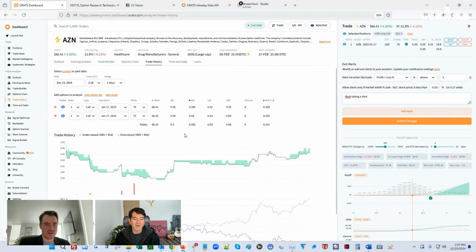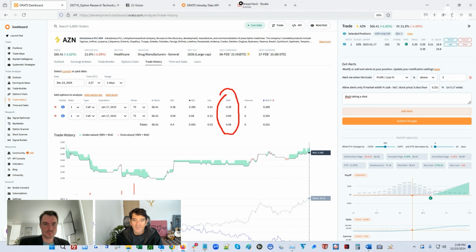Yeah, absolutely. And another thing that you might notice is this green, and what that is, is where the mid price is compared to the SMV value. So for example, we see that the SMV value is in this column. We see it's worth 48 cents, and the mid price is 46.5 cents. So it's 1.5 cents of what we would say edge for the buyers.